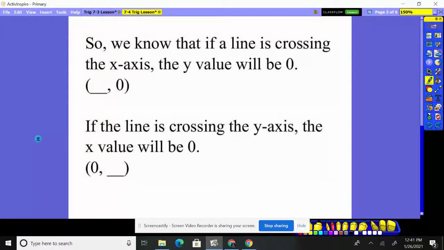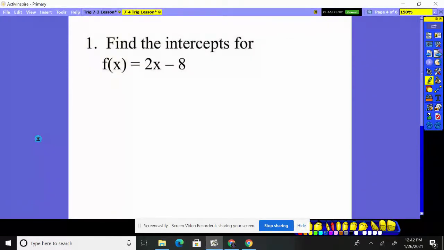So we know that if a line's crossing the x-axis, the y value is going to be 0. You're going to have gone over some amount and then up none. If the line is crossing the y-axis, the x value is going to be 0 because you're going to have gone over none and then up something. So how does that help us? Well, let's find the intercepts, the x-intercept and the y-intercept.